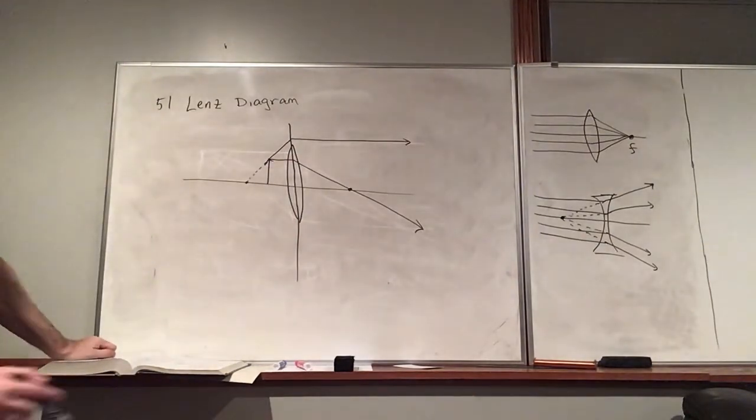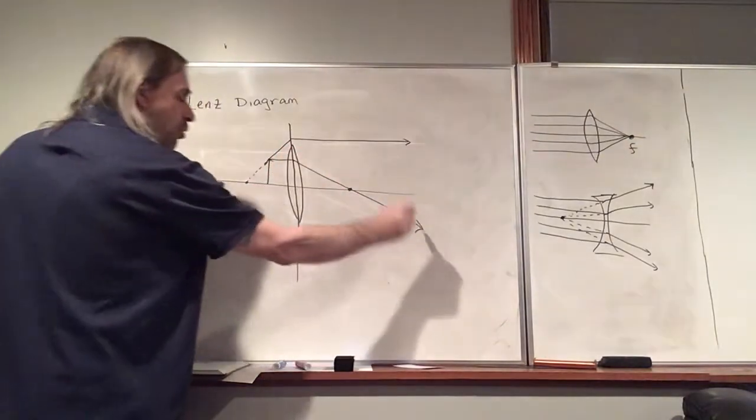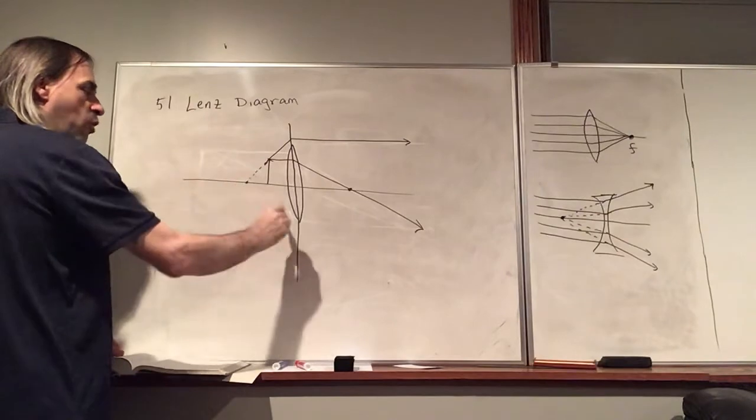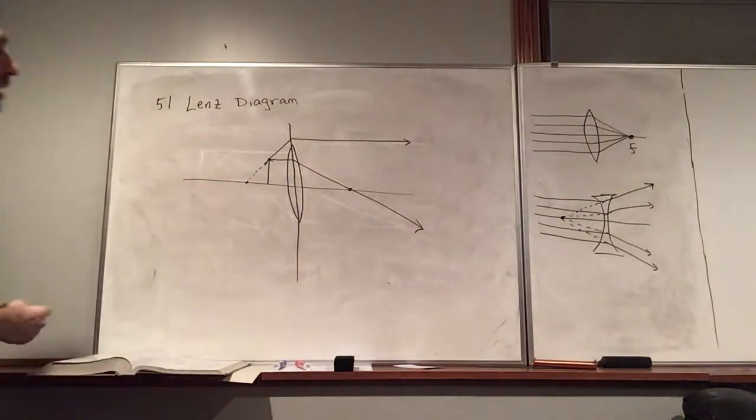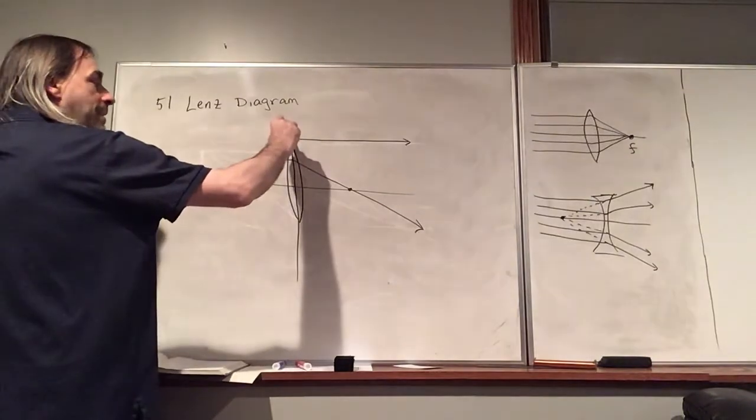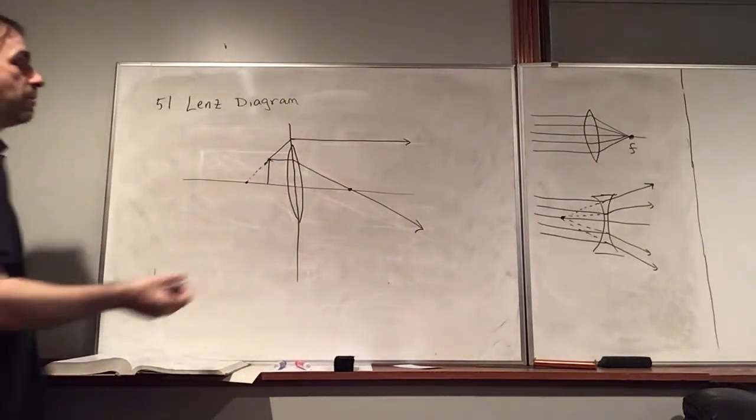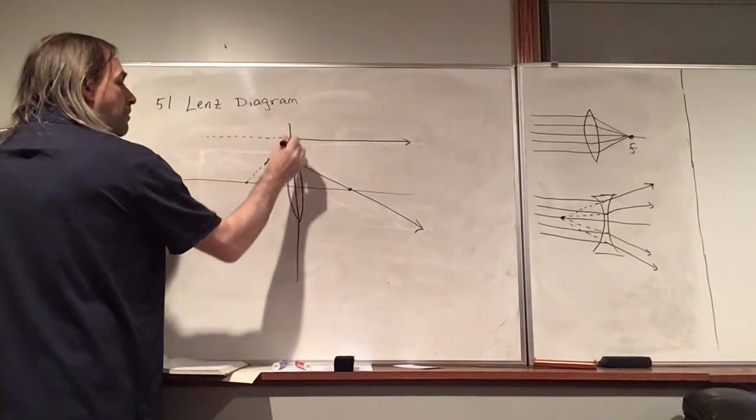So, ray 1, always parallel to the principal axis, through the focal point on the other side. Ray 2, you either go to the focal point or come from the focal point, depending on what you need to do, towards the lens, and then parallel to the principal axis. And we can see these two are definitely not going to converge. So we have to trace them backwards.